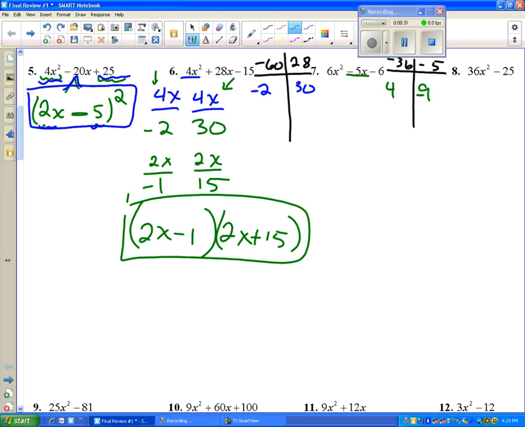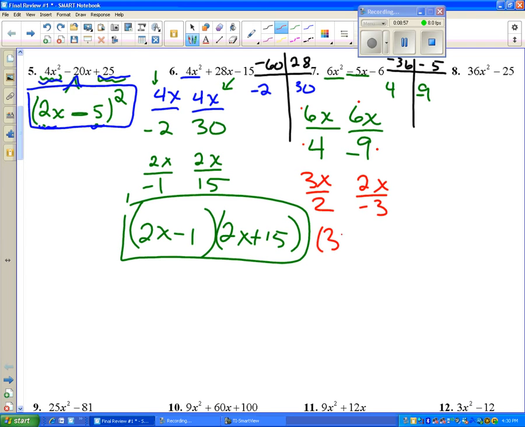I need my fractions. I start off with ax. 6x over, 6x over what? Over 4 and over a negative 9. Can I reduce 6x over 4? I can reduce by 2 and get 3x over 2. Can I reduce 6x and negative 9? I can reduce by 3 and get 2x over negative 3. So this is 3x plus 2 and 2x minus 3. There are my factors.